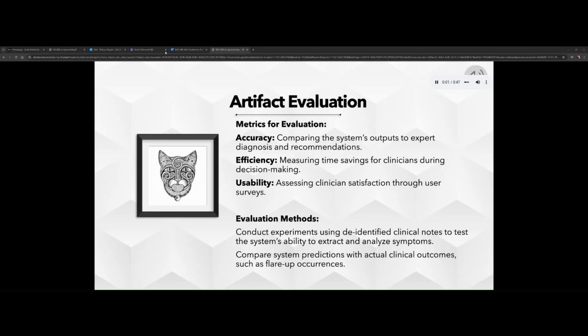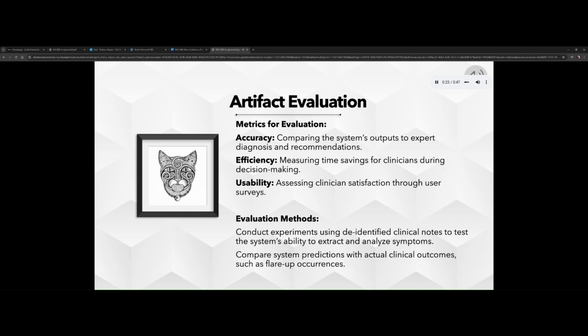The next step we have is artifact evaluation. Here we are going to look at the evaluation, which is very critical to validate our artifact's performance. So we're going to start by looking at metrics for evaluation. We will look at three major metrics: accuracy, efficiency, and usability.